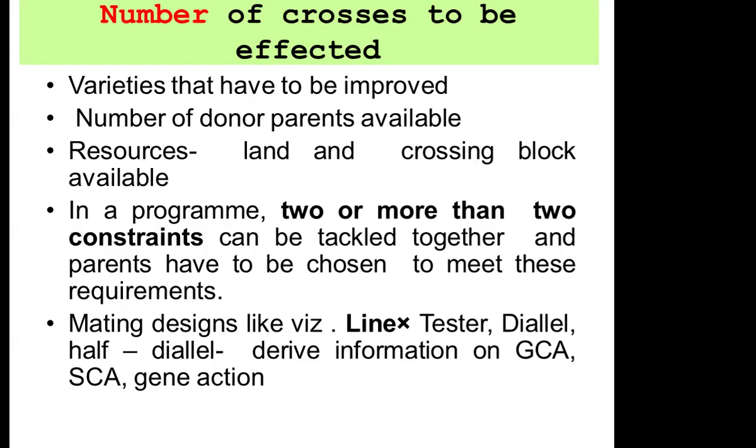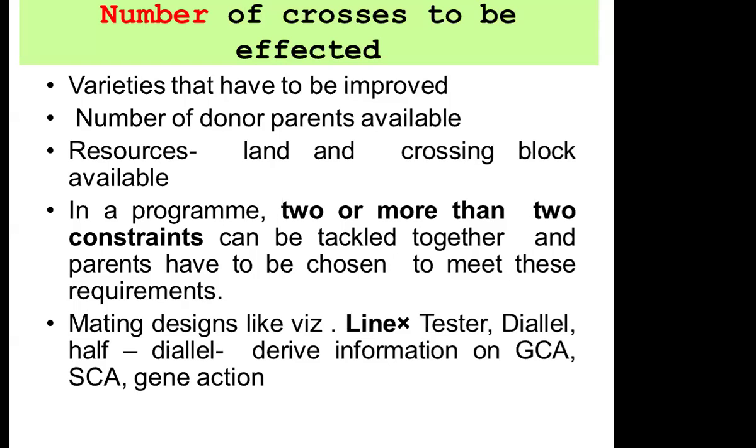For resistance to late leaf spot, we may have many donors, but for some traits, like stem rot, we are not finding that many donors. Of course, recently some interspecific derivatives have come and we have a sufficient number of parents there also. And we have to consider our resources, land and crossing block available before deciding the number of crosses to be effected. Actually, this is the advantage of the conventional program.